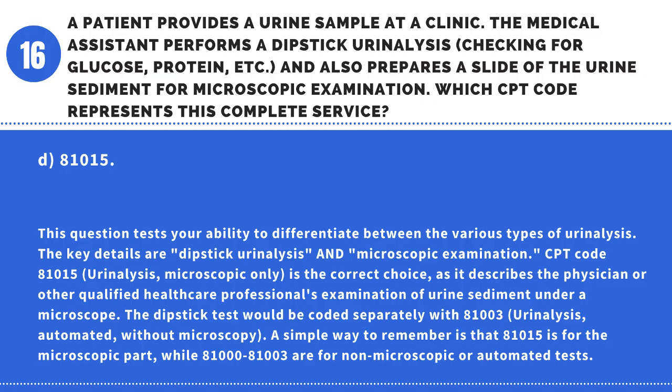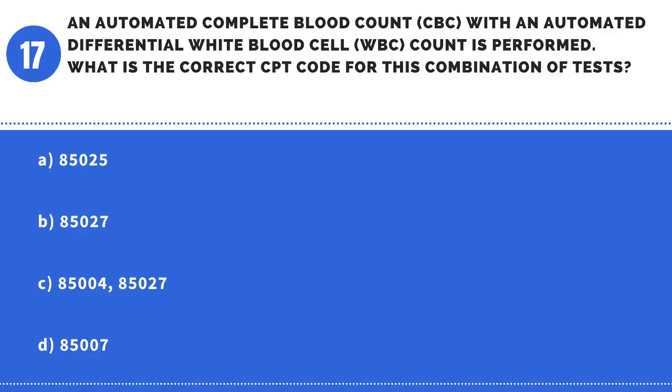The dipstick test would be coded separately with 81003, urinalysis, automated, without microscopy. A simple way to remember is that 81015 is for the microscopic part, while 81000 to 81003 are for non-microscopic or automated tests.